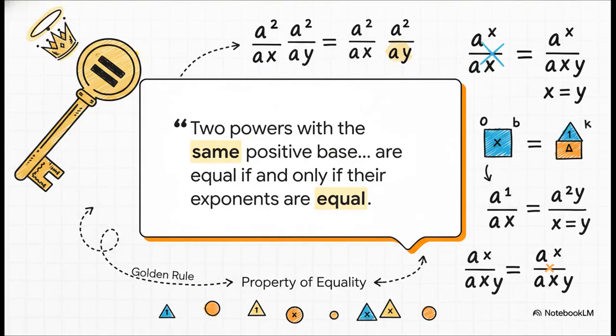Now this is the secret key to everything we're doing today. You can call it the property of equality for exponential equations, but I just call it the golden rule. And what it means is actually incredibly simple. If you can get the bases on both sides of the equal sign to be the same number, then you can literally just ignore them. You just set the exponents equal to each other and solve that. This single idea is going to solve every problem we look at.